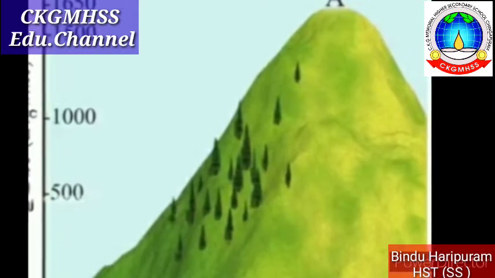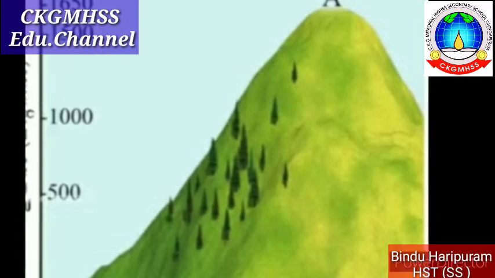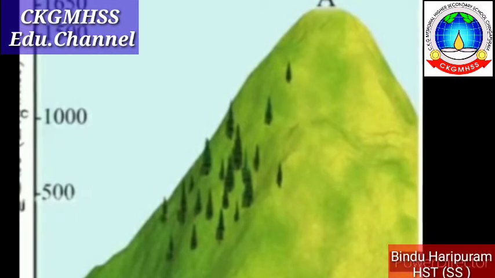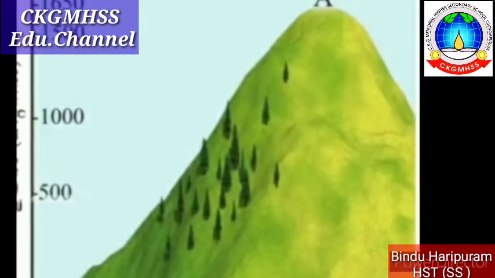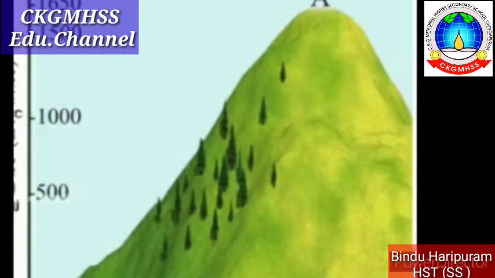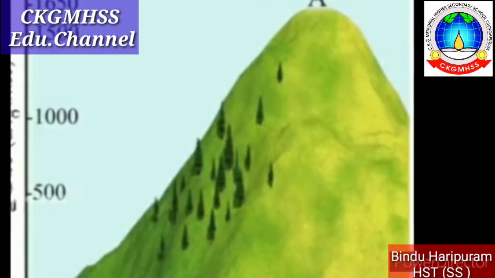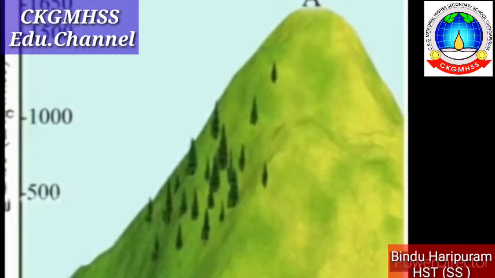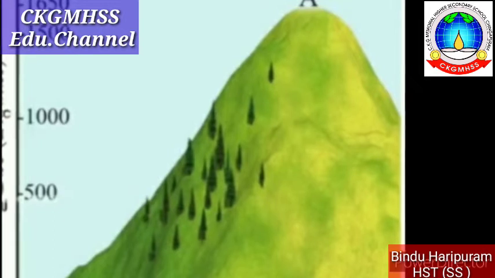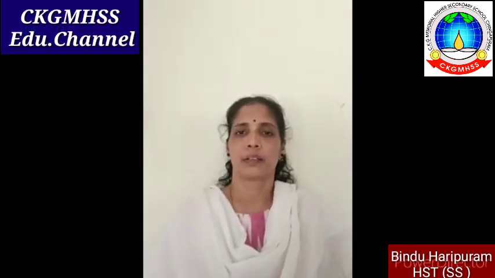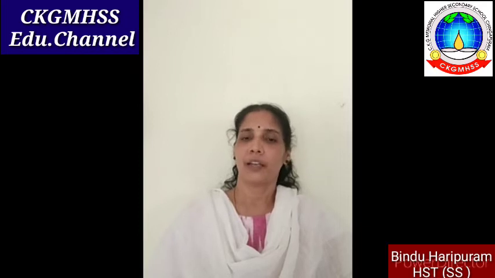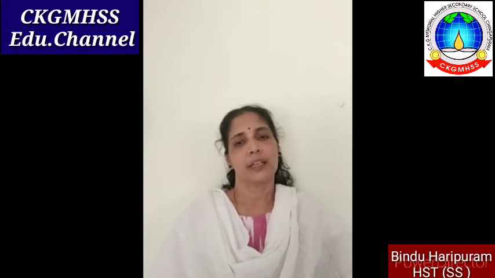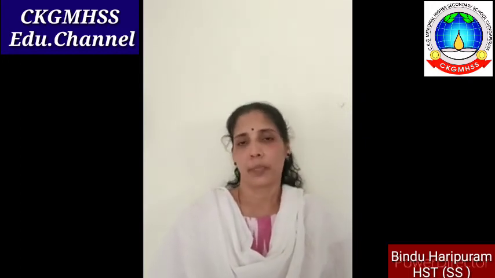The temperature at point A is equal to sea level temperature minus difference in temperature. Here sea level temperature is 30 degrees Celsius. Difference in temperature is 10 degrees Celsius. So 30 degrees Celsius minus 10 degrees Celsius is equal to 20 degrees Celsius. You might have understood why the high altitude regions like Munnar and Ooty experience cool climate.